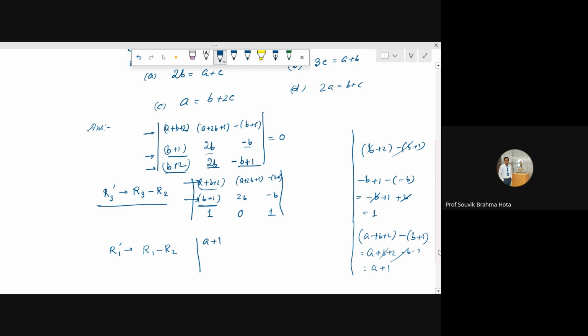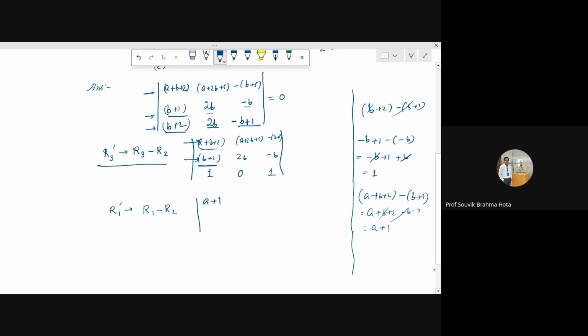Now just go for the second term. See, it is a plus 2b plus c in the first row. A plus 2b plus c. From that, the second row is minus 2b. Minus 2b. 2b gets cancelled. A plus c is a plus c.